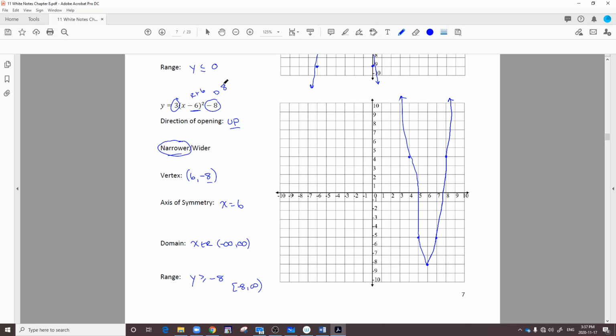The right and down thing is really, really, really important if you're moving on to Math 60. From a Math 50 standpoint, as long as you know the vertex is 6, -8, it moves right and down. And then from there, you have to determine, are you opening up or down? And then what's happening to your shape?